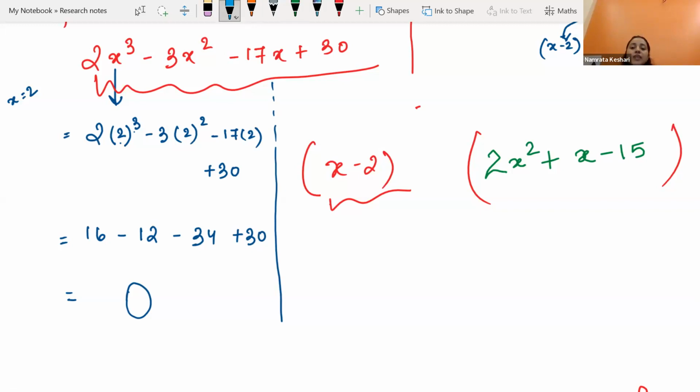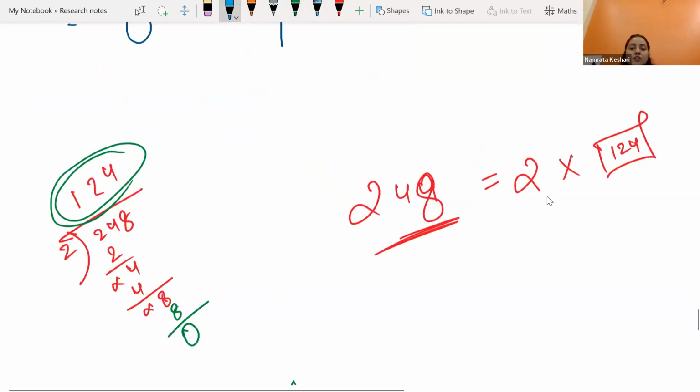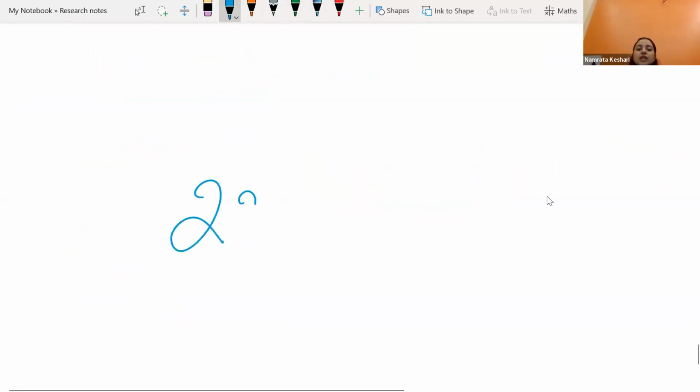Yes. Whenever we have a quadratic polynomial, splitting the middle term will always work, at least for your standard quadratic polynomials. So this 15 is there, this 2 is there. Let's multiply a into c and try splitting the middle term. We are supposed to split 2x squared plus x minus 15.